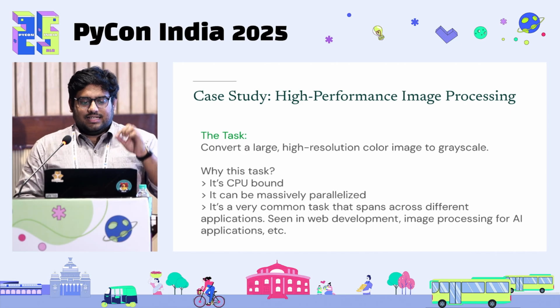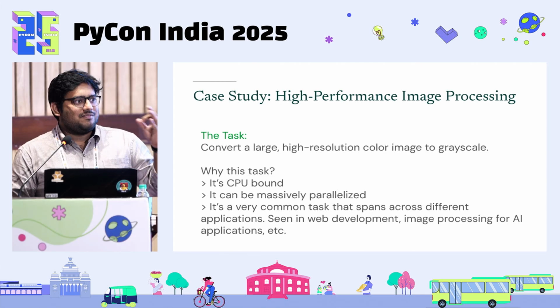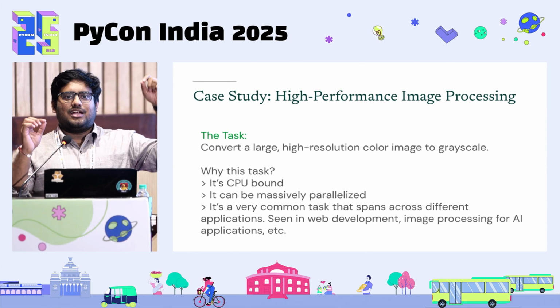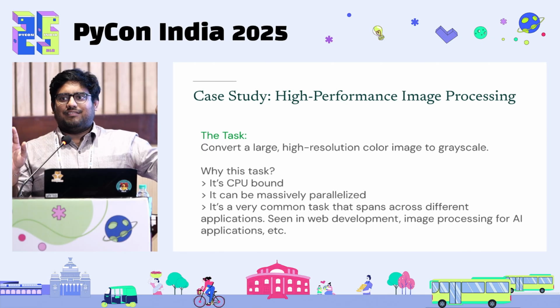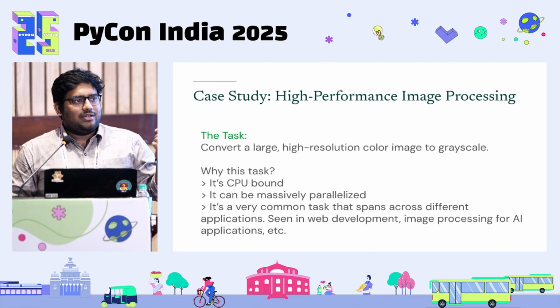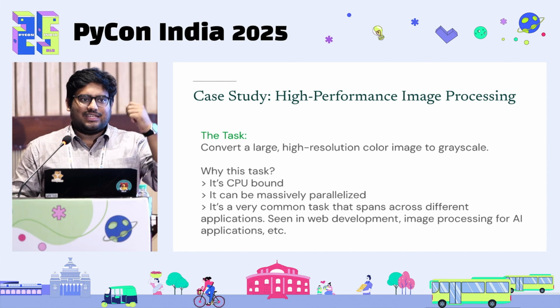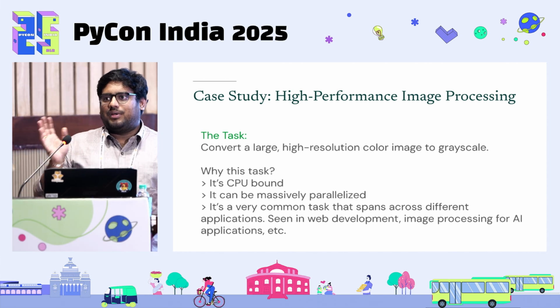But this task is CPU bound, so there's no IO involved in this. It can be massively parallelized because no two pixels are dependent on each other. They are individual. They don't have any relation to each other. And it's a very common task that spans across domains. So you can see it in web development, you can see it in image processing, you can see it in so many other applications as well.